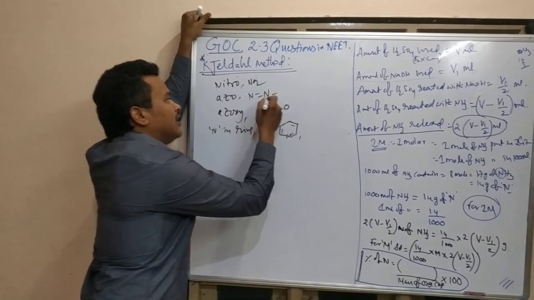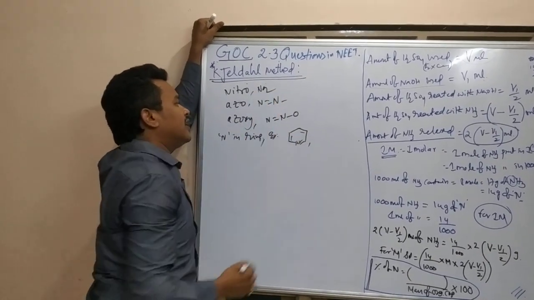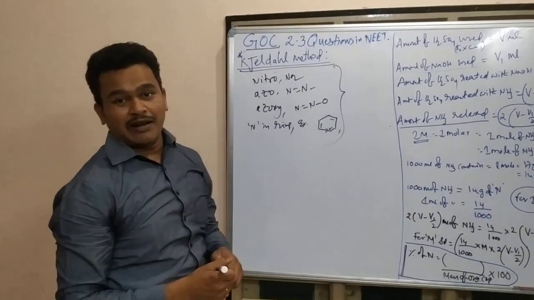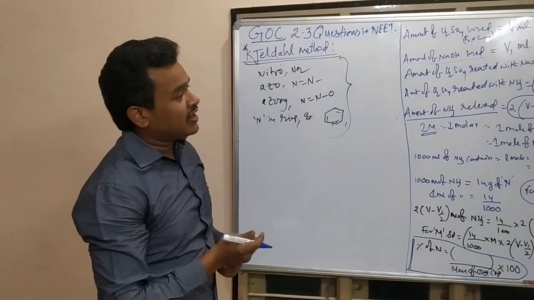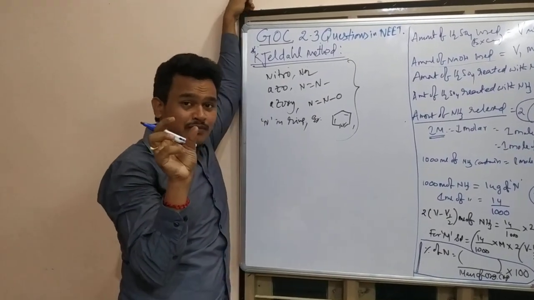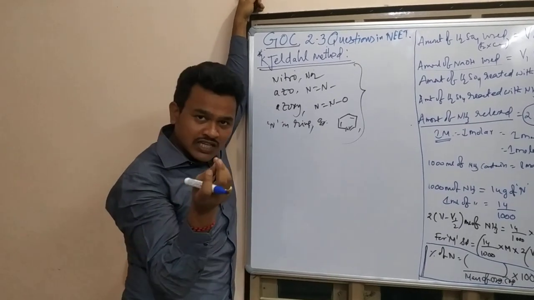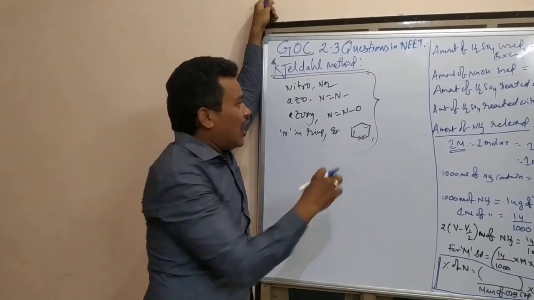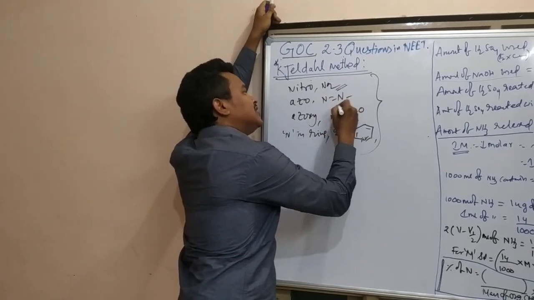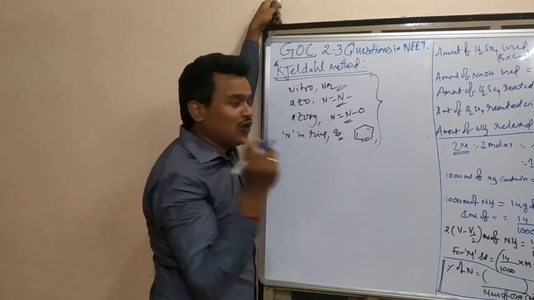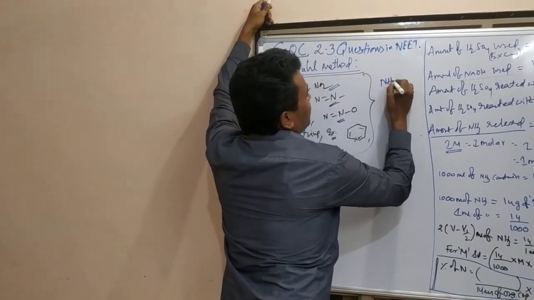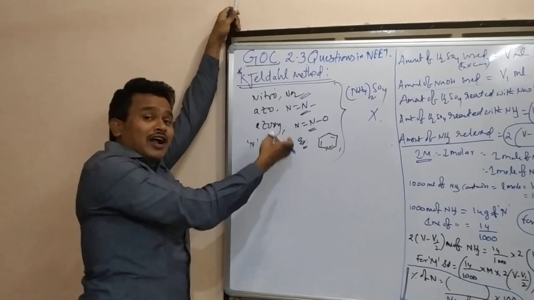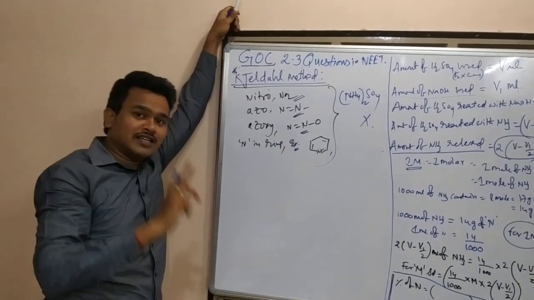If an azoxy group is there, we cannot determine. If an azo group is there, it is not determined. A nitro group is not determined. Why are we not going to determine in these cases? Because in this process, you are going to see the equation: ammonium sulfate is there, and we make it react with excess NaOH, releasing ammonia. So all the compounds containing these groups are not going to produce ammonium sulfate. That is why the Kjeldahl method is not applicable.